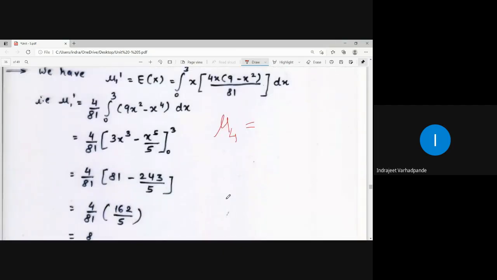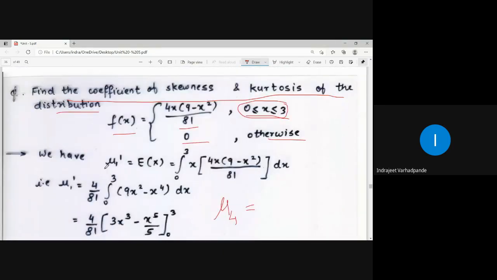So in this case, it is easy for us to calculate mu1 dash. Mu1 dash is nothing but the first moment about origin, which is simply expectation of x. Mu2 dash will be expectation of x square. Mu3 dash will be expectation of x cube. Mu4 dash will be expectation of x to the power 4. And using those relationships, I can calculate mu3 and mu4. Mu2 will give us sigma square, the variance of x, which is sigma square accordingly.